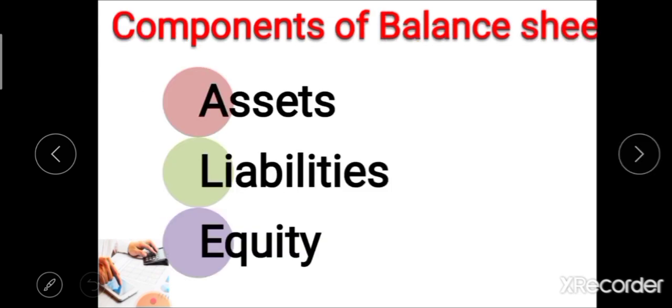After the definition, the next point is the components of balance sheet. There are three major components: first is asset, second is liability, and third is equity. Assets are the things which are owned by the farmer, whereas liabilities are all the things which are owed by the farmer to others. And equity is the difference between assets and liabilities. These are the three components of balance sheet. We see them in detail.